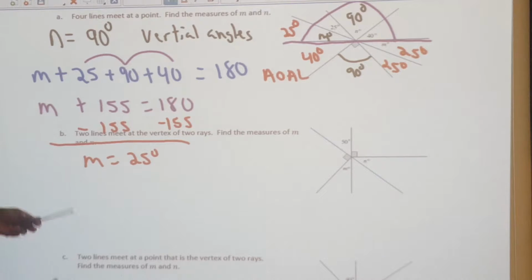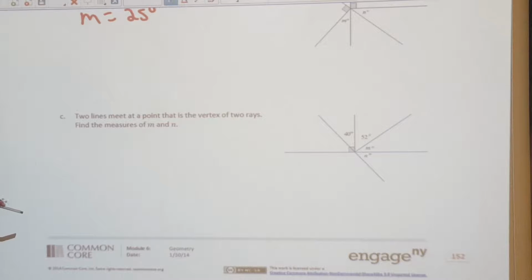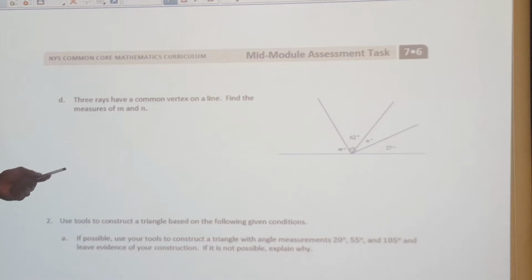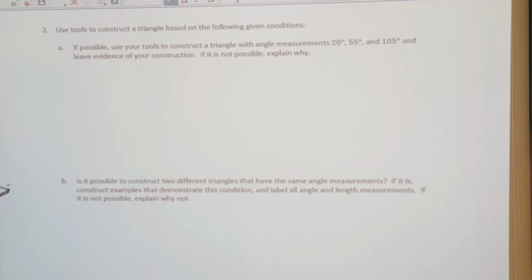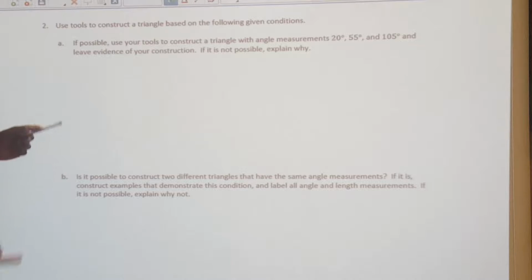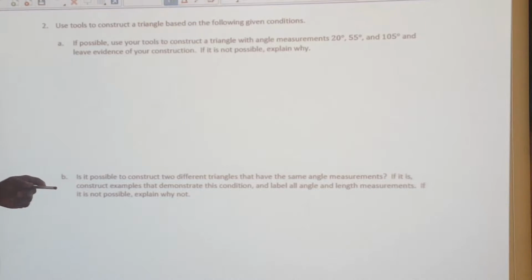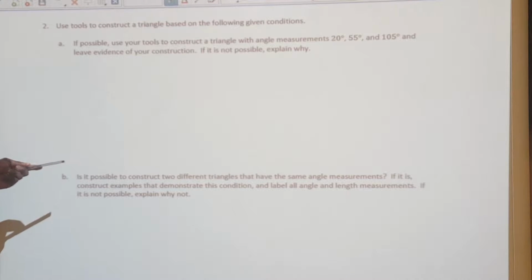Any questions? A, B, C, and D are all the same. You can find them using angles on a line or vertical angles, and you can find either M or N. Okay? We're going to talk about 2A and B. I'm going to do that at another day, at a later time.